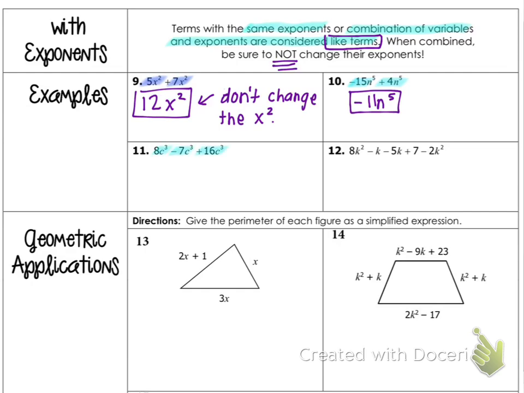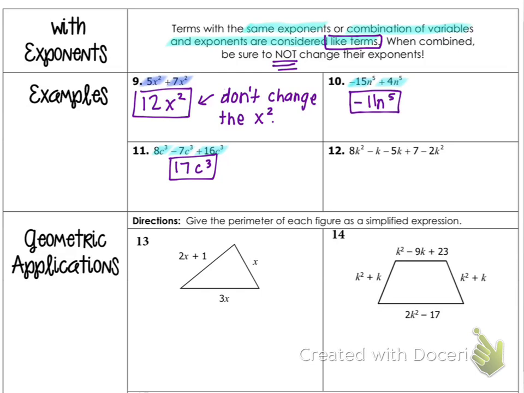Number 11, so all 3 of them have c to the 3rd power, or c cubed. All 3 of them have that. So we can combine the coefficients. Remember, coefficients is the number in front of the variable. So 8 minus 7 is 1, and then 1 plus 16 is 17, and then we just keep c to the 3rd the same.